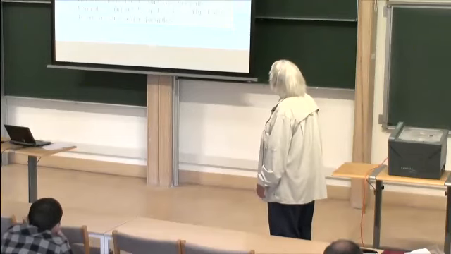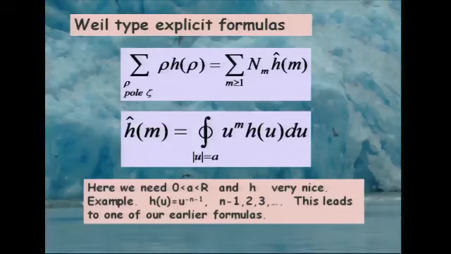So here you need A to be between 0 and R. We're integrating over a circle of radius A. You'd really like A to be 1, which I don't think you can say, because R is very small. It's 1 over Q if you have a Q plus 1 regular graph. If you let h of u be u to the minus n minus 1, then you get one of our earlier formulas. It's not so interesting because we already know it. So anyway, that's the story of n sub m and pi of n.